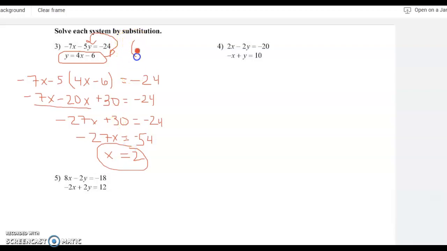So now that I know that x is 2, I can plug into either of my equations to find out what y is. In substitution, you're always going to have this one that's solved for what you're looking for. So y equals 4 times x would be 4 times 2, which is 8. And 8 minus 6 is 2. Another one where they're identical twins. The answer is 2, 2.